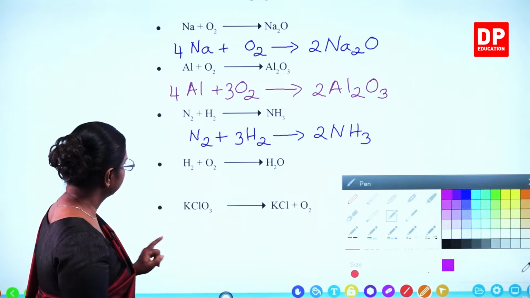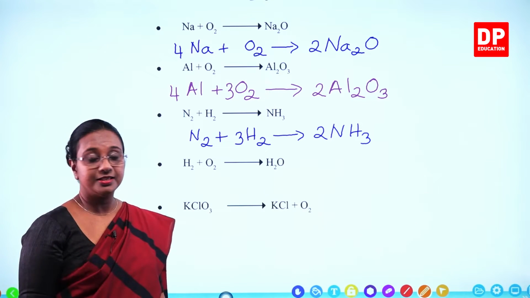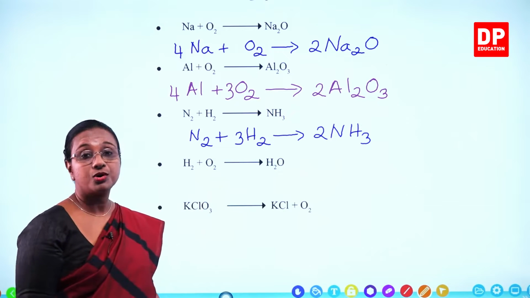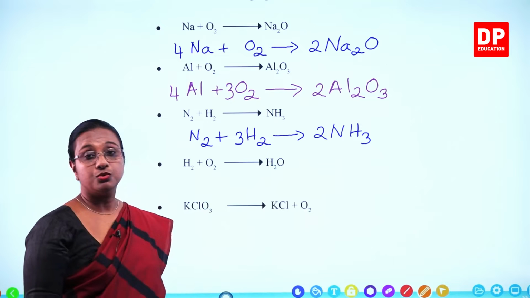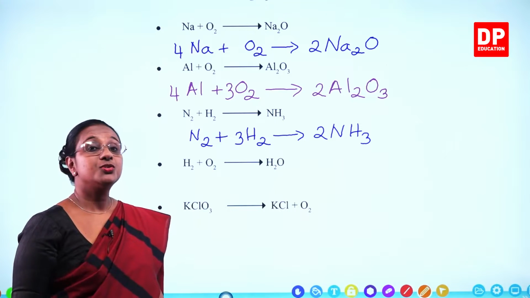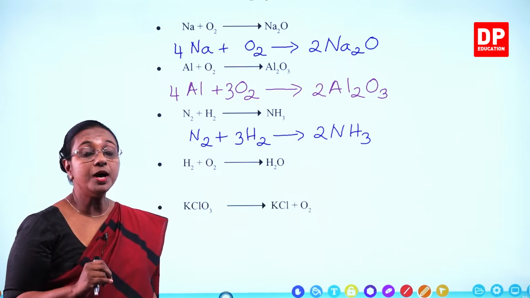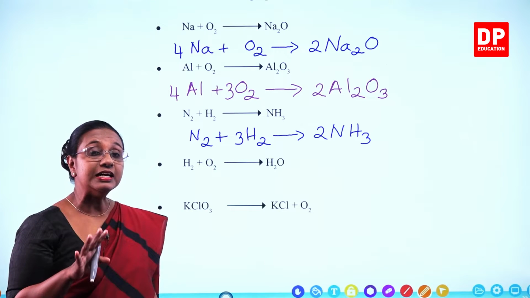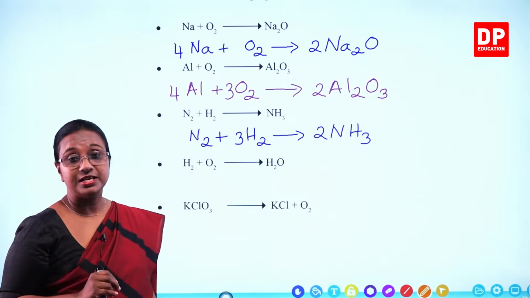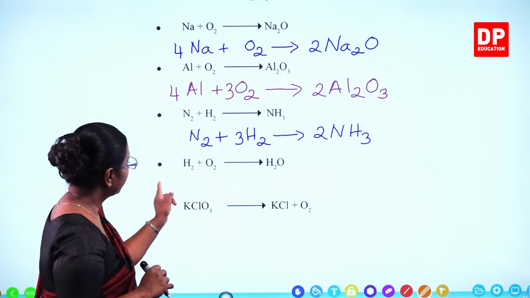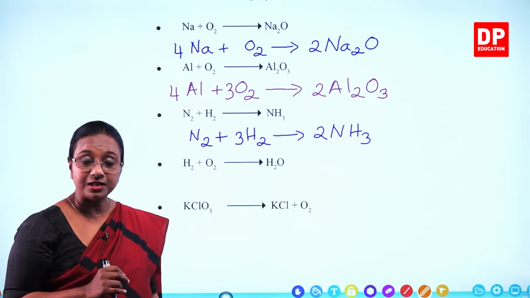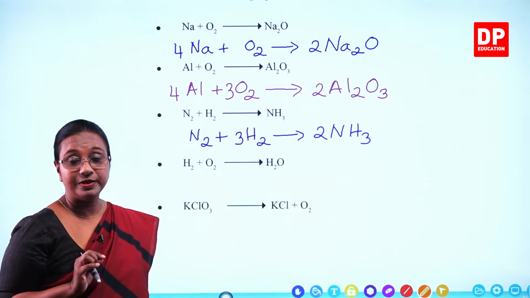What is this? H2 hydrogen gas, O2 oxygen gas, H2O water. So the reaction of hydrogen with oxygen to form water. Again a chemical combination reaction. So if we need to balance that chemical combination reaction, how do we do that?